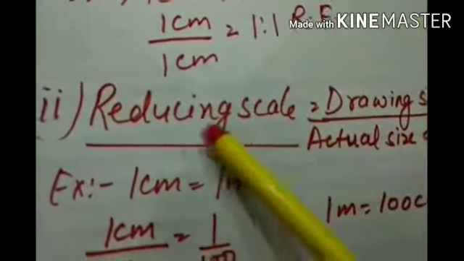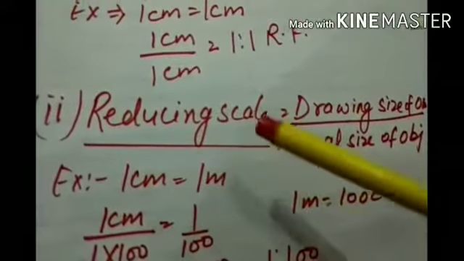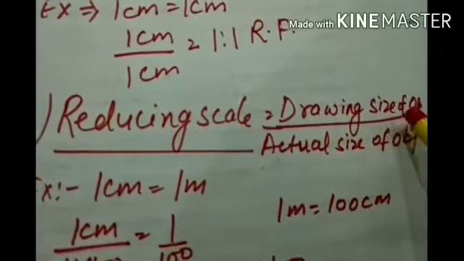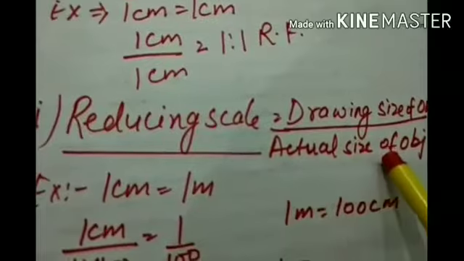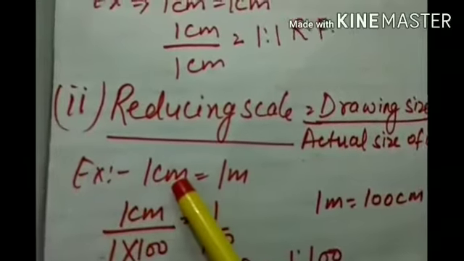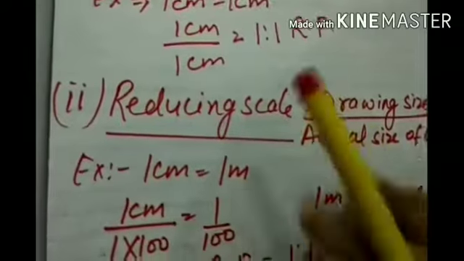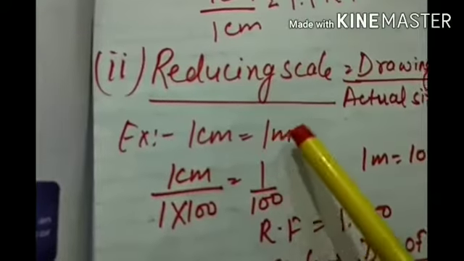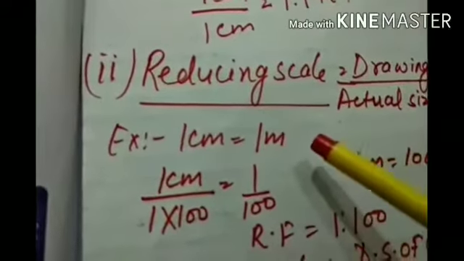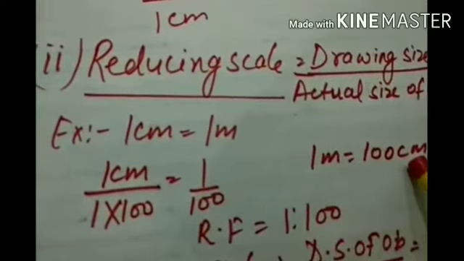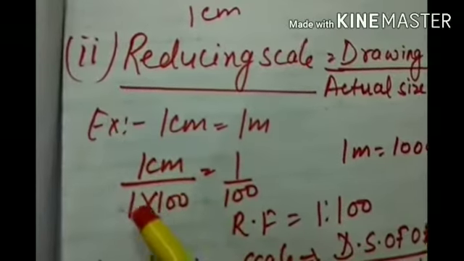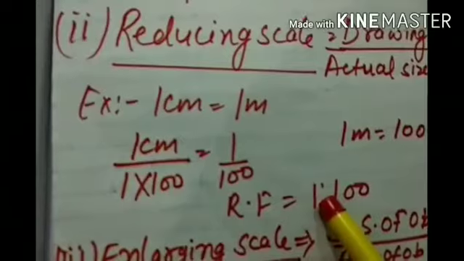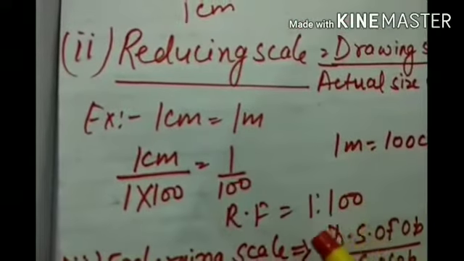Second is reducing scale. As the name suggests, over here the scale is being reduced, and that is equal to drawing size of an object upon actual size of object. Example, 1 centimeter is equal to 1 meter. Henceforth, 1 centimeter upon 1 into 100. Why? Because it is in meter and we have to convert it into centimeter. So 1 meter is equal to 100 centimeter. Therefore 1 centimeter upon 1 into 100, that is 1 upon 100. And here the RF will be 1:100. Now the scale is being reduced.